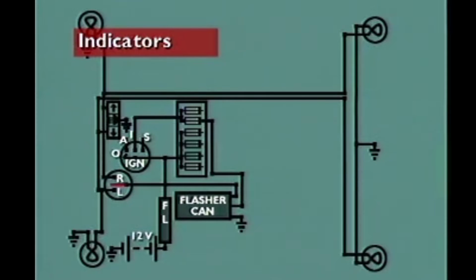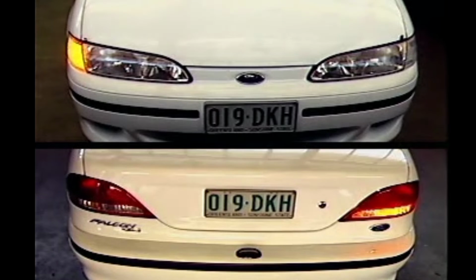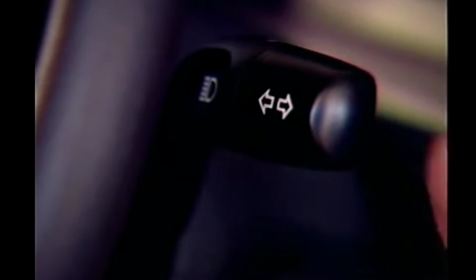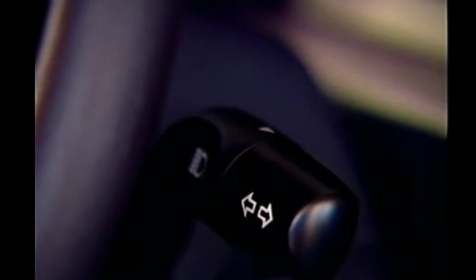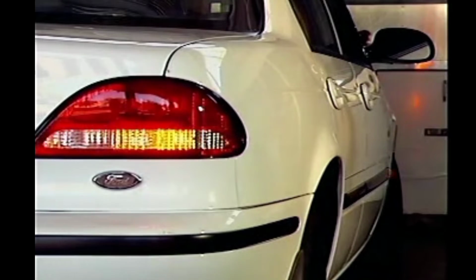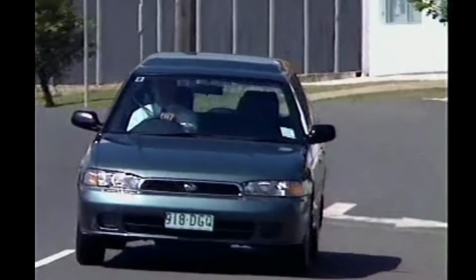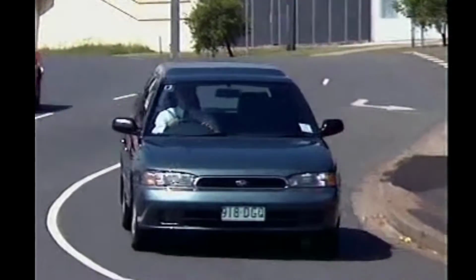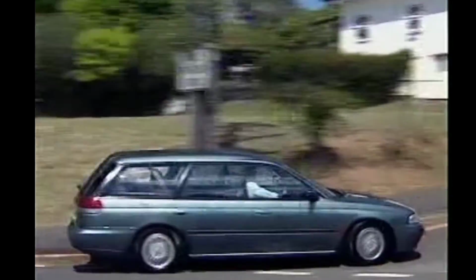This section examines the indicator or turn signal circuit. Indicators are amber lights located on the extreme corners of the vehicle. A column-mounted switch, operated by the driver, directs a pulsing current to the indicator lights on one side of the vehicle or the other. These pulsing lights warn other road users of the vehicle's intended change of direction.